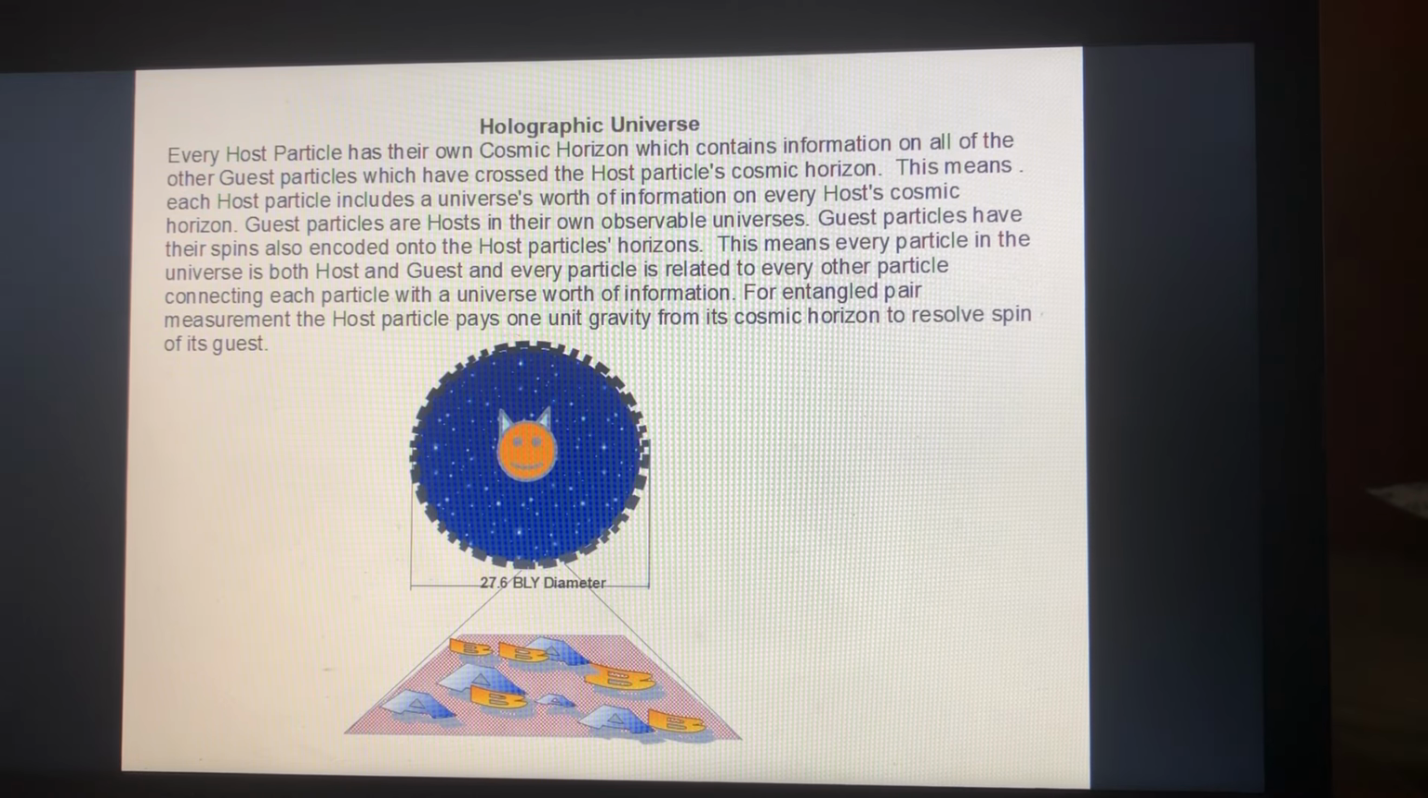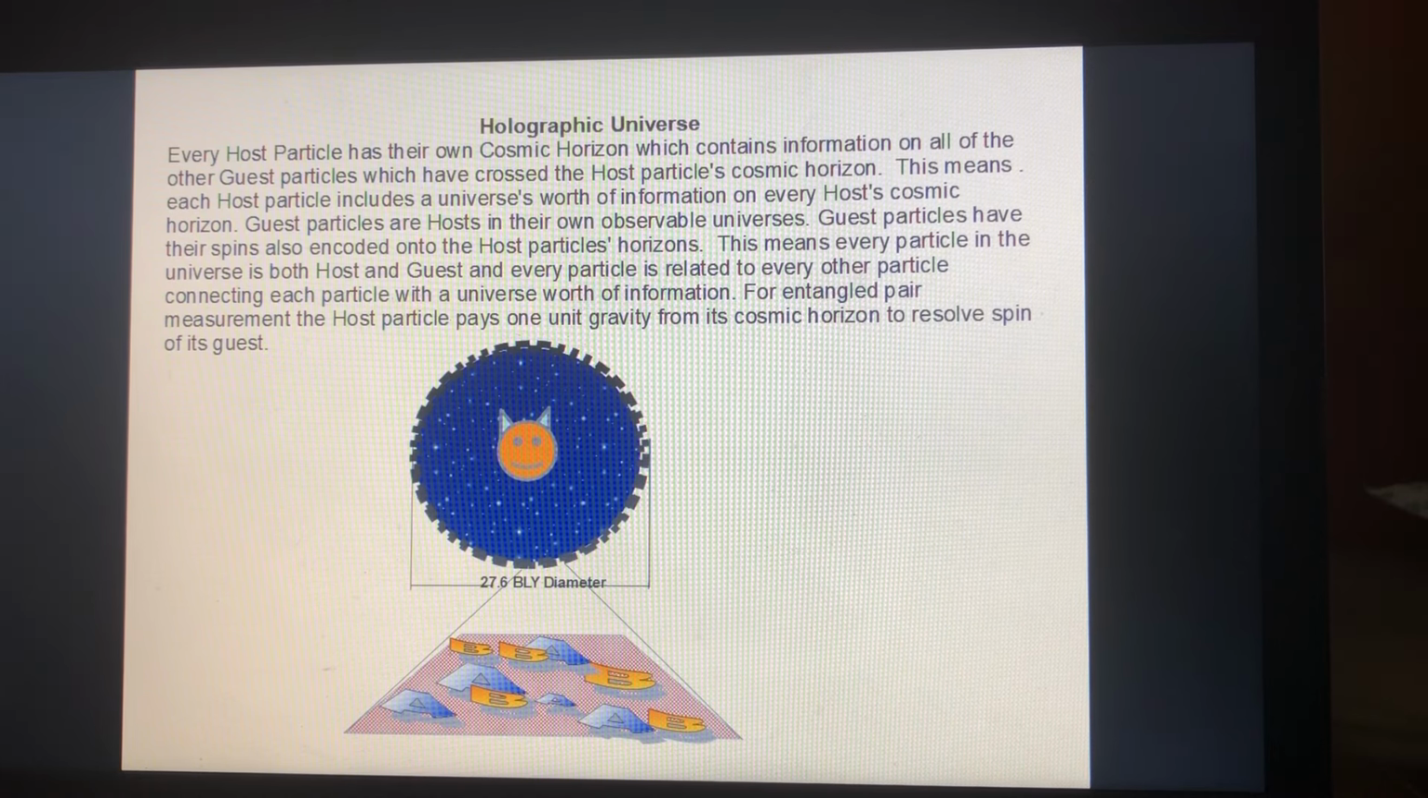So I want to touch back again on the holographic universe. Every host particle has its own cosmic horizon, which contains information on all other guest particles which have crossed the host particle's cosmic horizon. This means each host particle includes a universe's worth of information on every host cosmic horizon. Guest particles are hosts in their own observable universes. Guest particles have their spins also encoded onto host particle horizons. And this means that every particle in the universe is both host and guest, and every particle is related to every other particle, connecting each particle with the universe's worth of information. For entangled pair measurement, the host particle pays 1 unit of gravity from its cosmic horizon to resolve the spin of its guest.